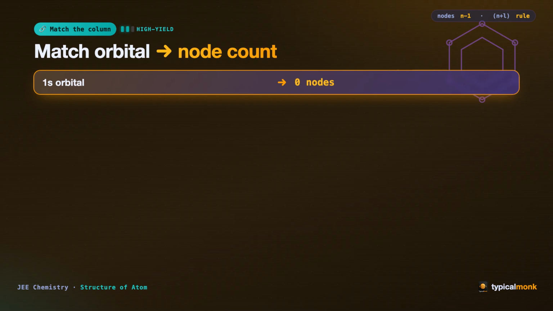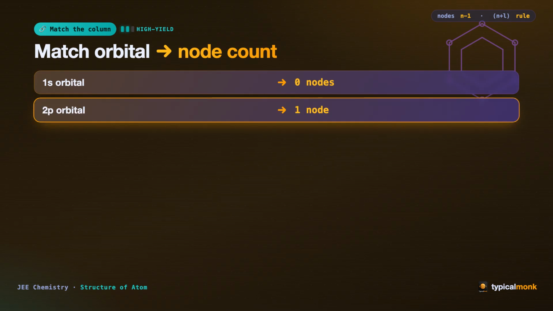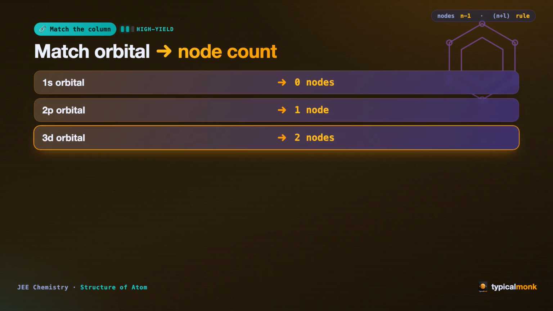The 1s orbital, n is 1, so n minus 1 is 0. 0 nodes, the smoothest orbital that is. The 2p orbital, n is 2, so n minus 1 is 1. 1 node. The 3d orbital, n is 3, so n minus 1 is 2. 2 nodes. The very orbital from our worked example.